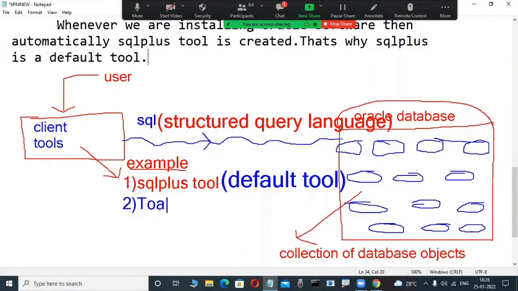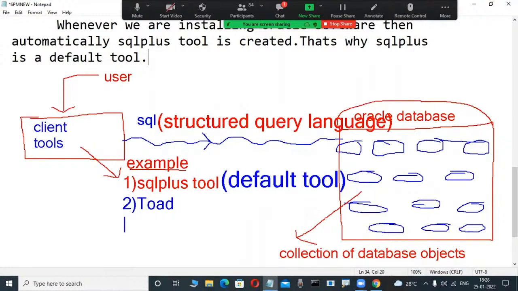Toad is another tool, from a different software company. Through that tool also we connect to the server. But if you want to interact with the Oracle database through Toad, we have to install it explicitly, otherwise it is impossible. Unfortunately, they give it as trial software, and it is available on the internet.